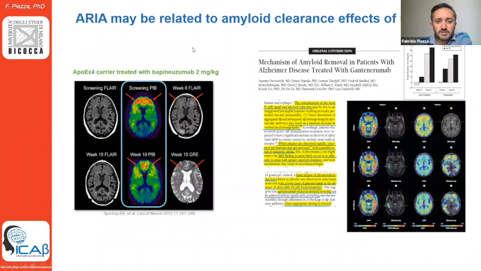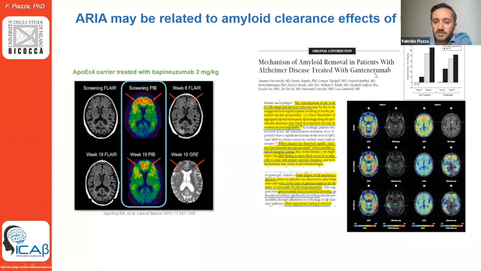Another important finding that has been reported is that ARIA may be related to the clearance effect of this drug. As you can see here on the left, this is again an amyloid PET image with a tracer specific for beta amyloid, and in the same brain area where an ARIA event occurred, there was a greater reduction of amyloid on amyloid PET after 19 weeks of treatment with the bapineuzumab antibody.